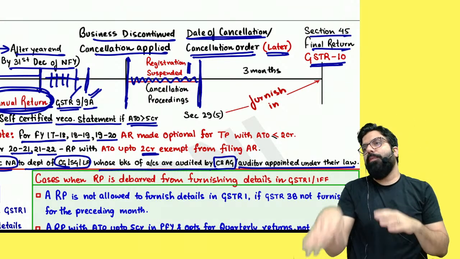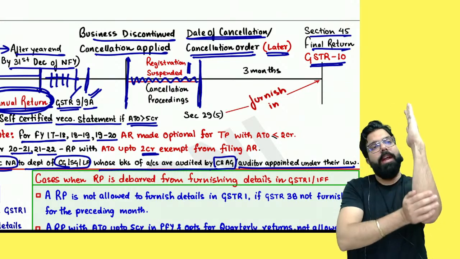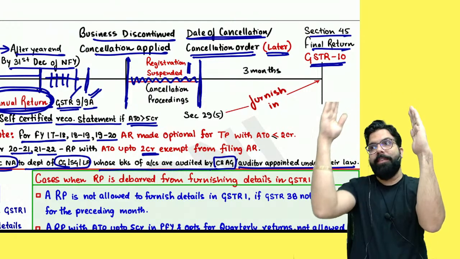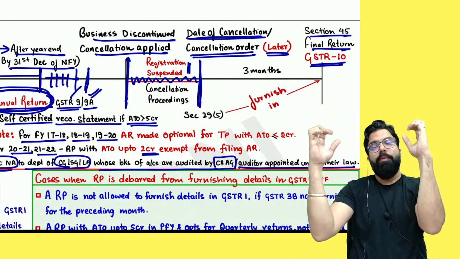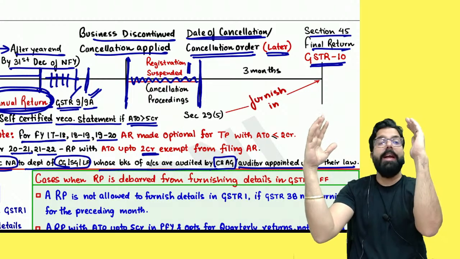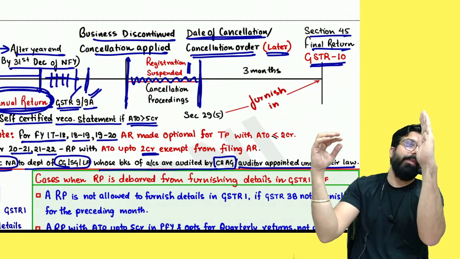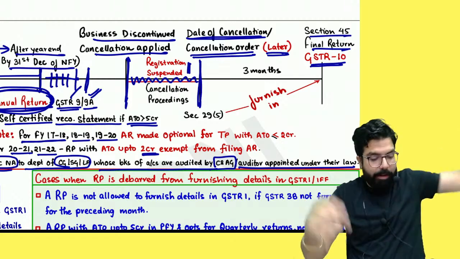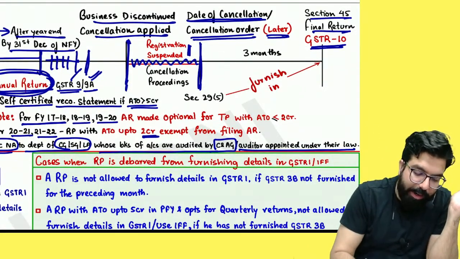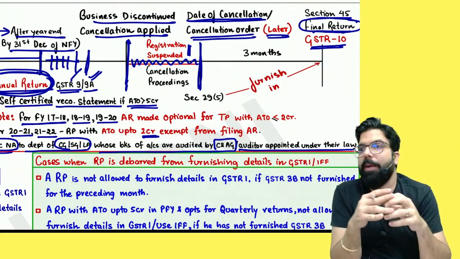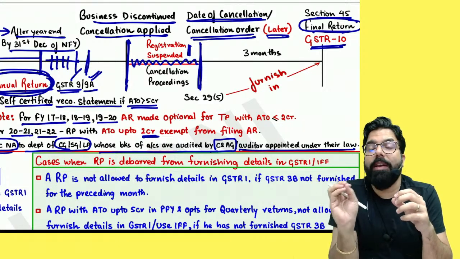Are we clear, everyone? For an example, your registration cancellation order came today, but the government cancelled your registration retrospectively from this date. From which day will you see? From the retrospective date or from the date of cancellation order? From the cancellation order, within 3 months, you have to file which return, everyone? Final return. Are we clear, everyone? So final return is which return, everyone?